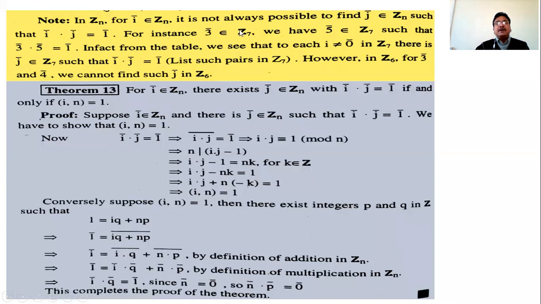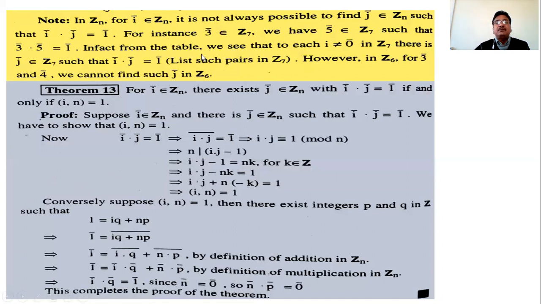If we divide 15 by 7, then 2 is the quotient. That is, 2 sevens are 14, and plus 1, 1 is the remainder. So 3 bar into 5 bar is what? 1 bar. In this way, we can find I bar in Zn and J bar in Zn such that I bar into J bar is equal to 1 bar. But it is not always possible to find such a pair for every element of this Zn.